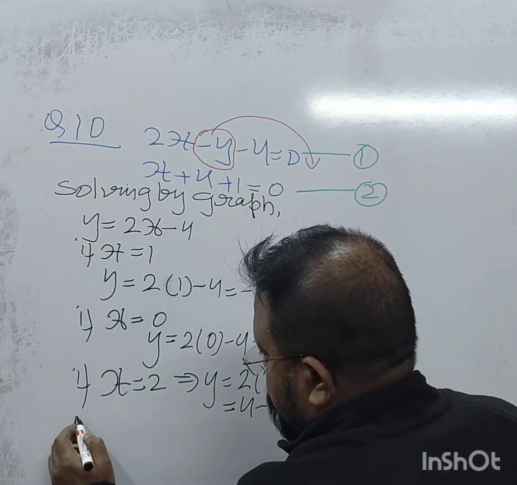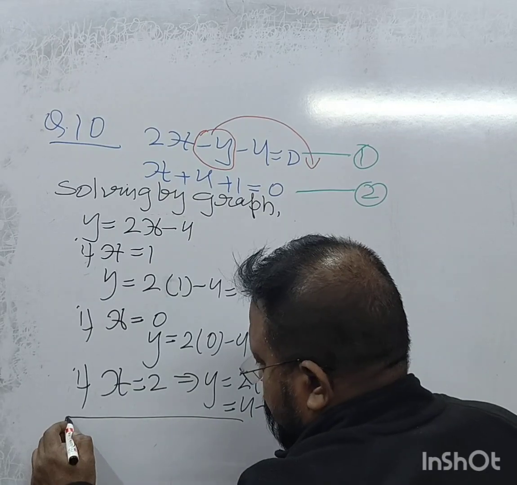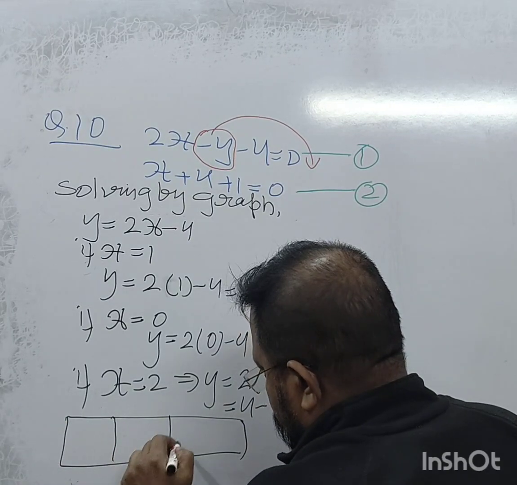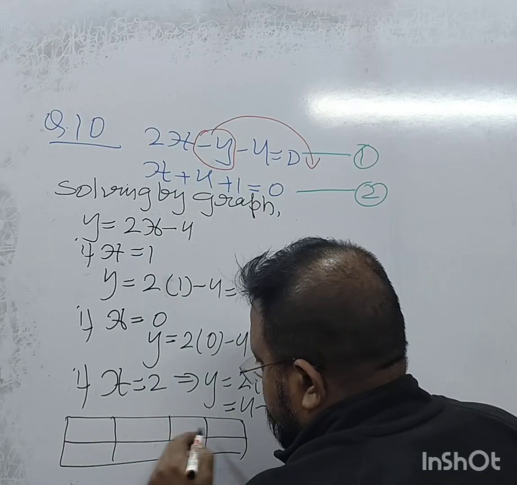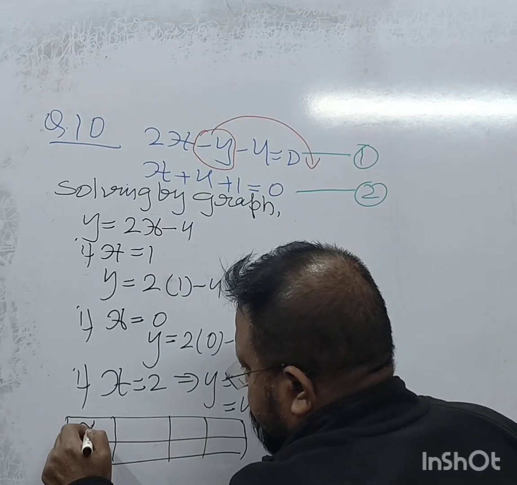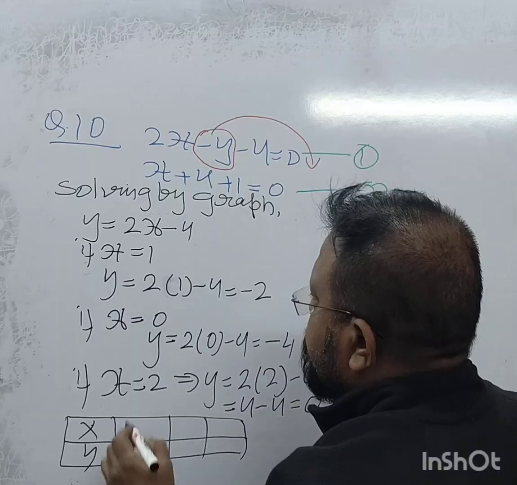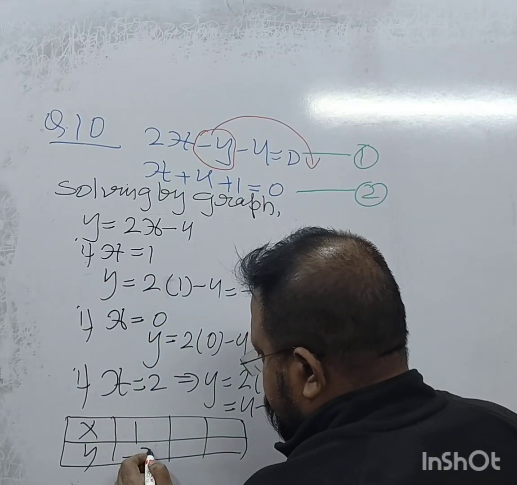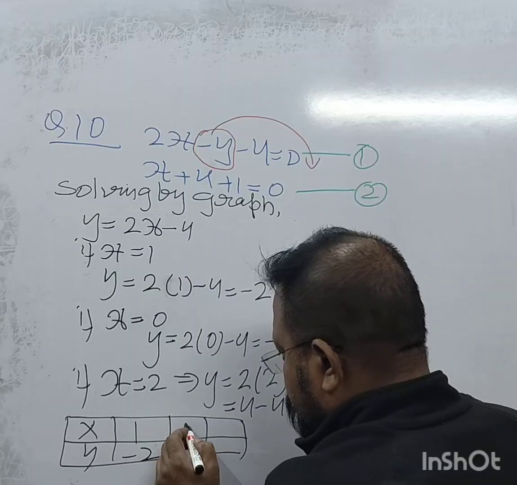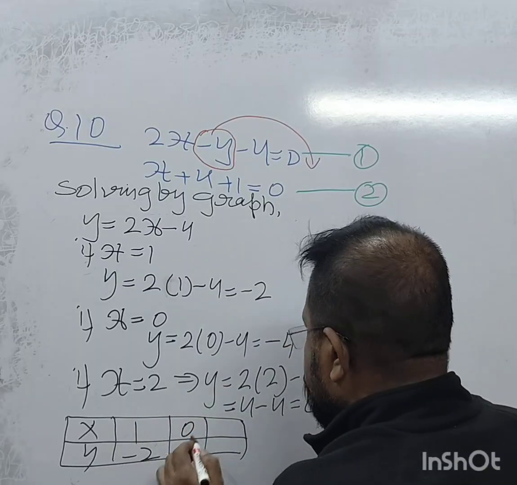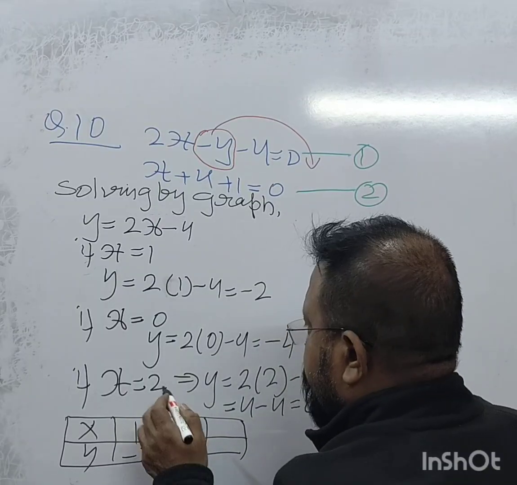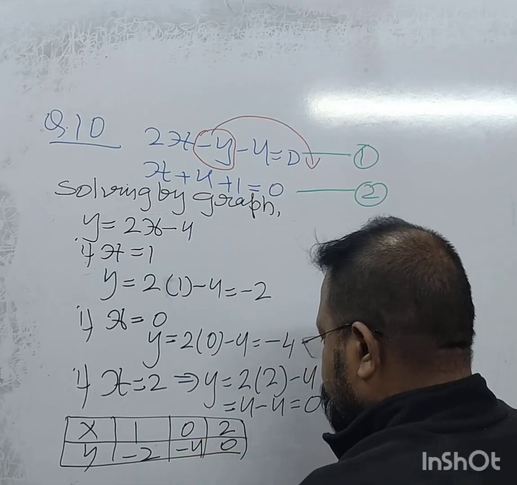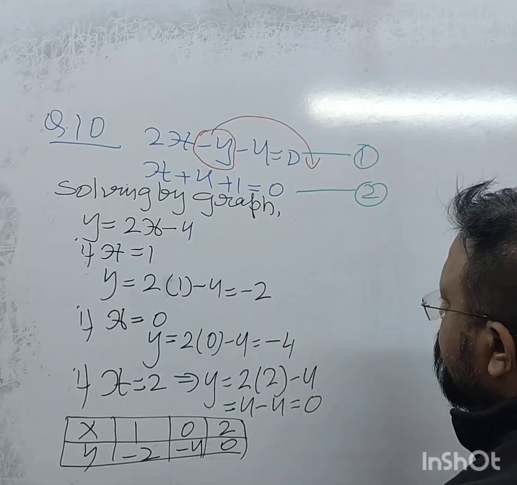You get this? So we get a table for this like this: x and y. X is 1, y is minus 2. X is 0, y is minus 4. X is 2, y is 0. Right? This is for this equation.